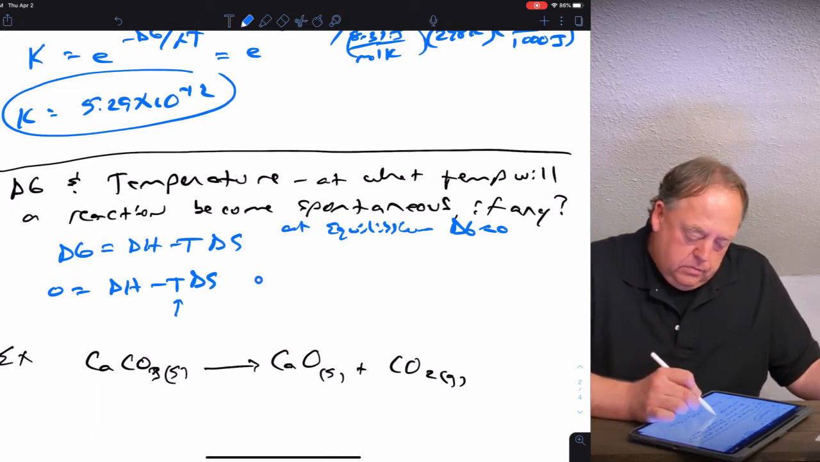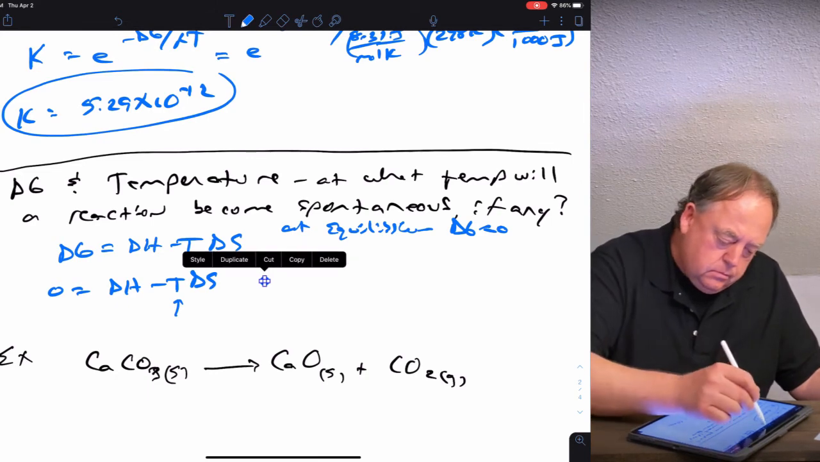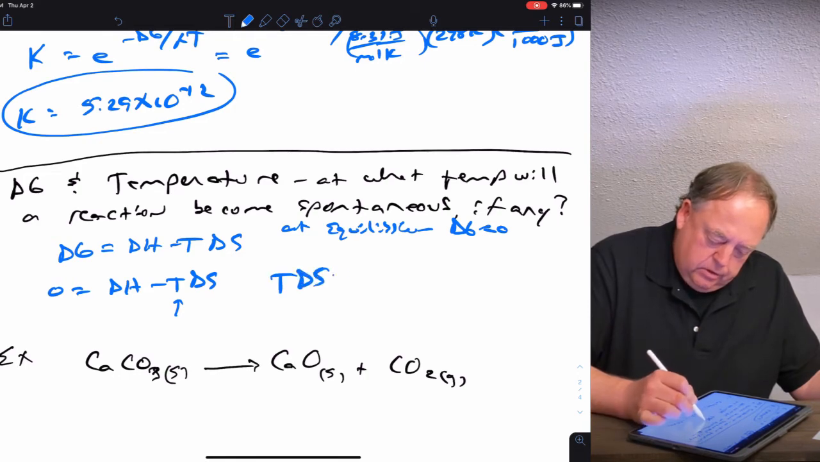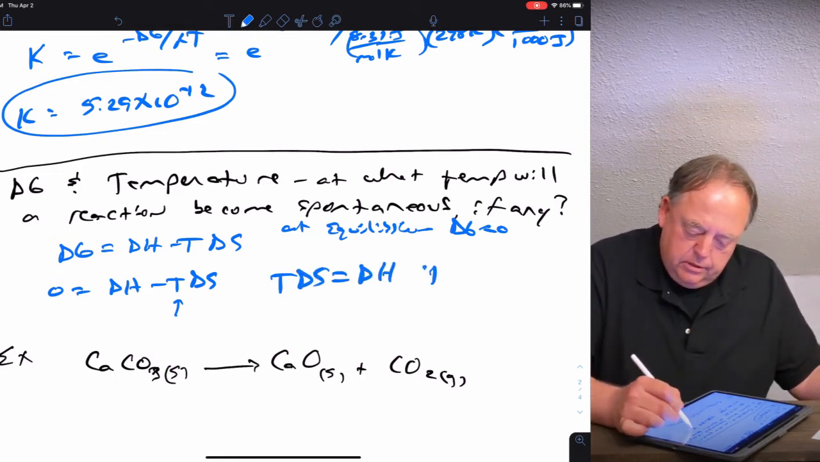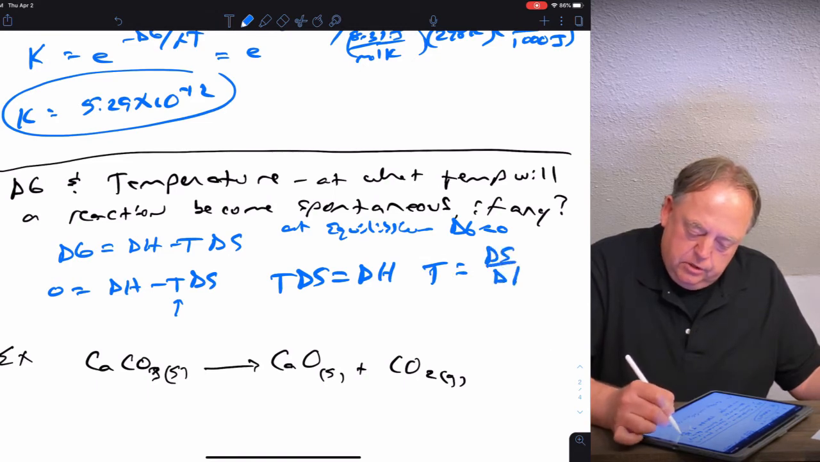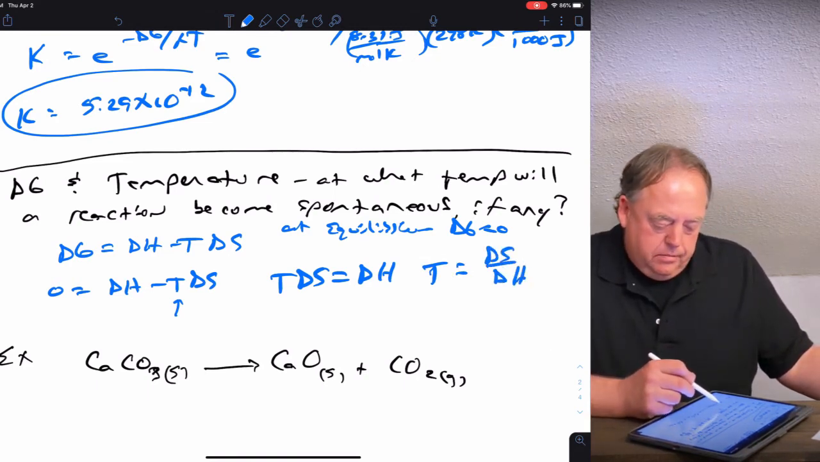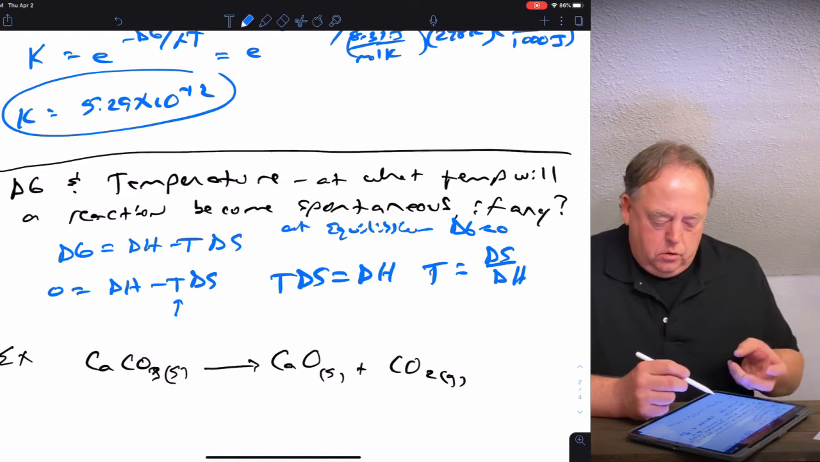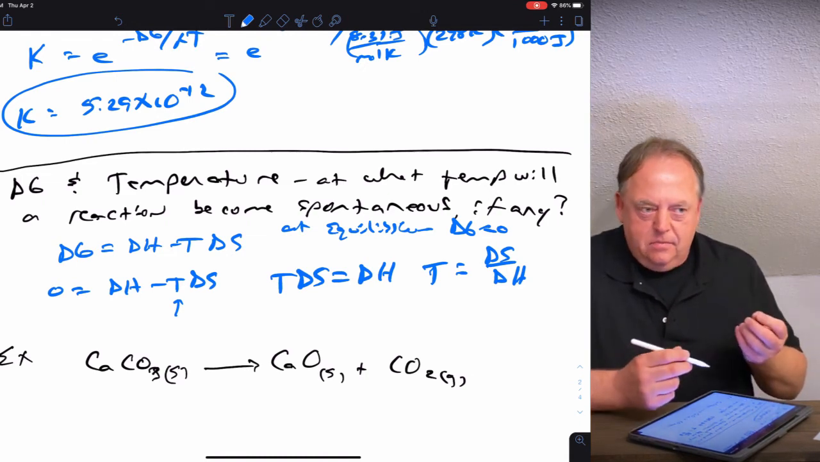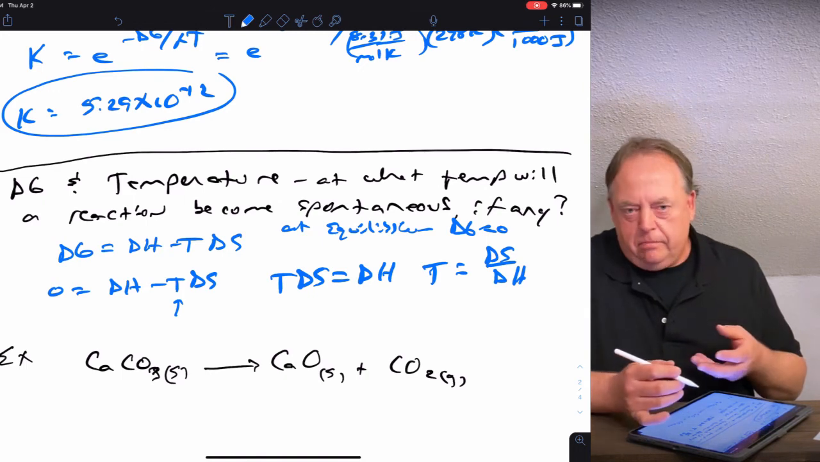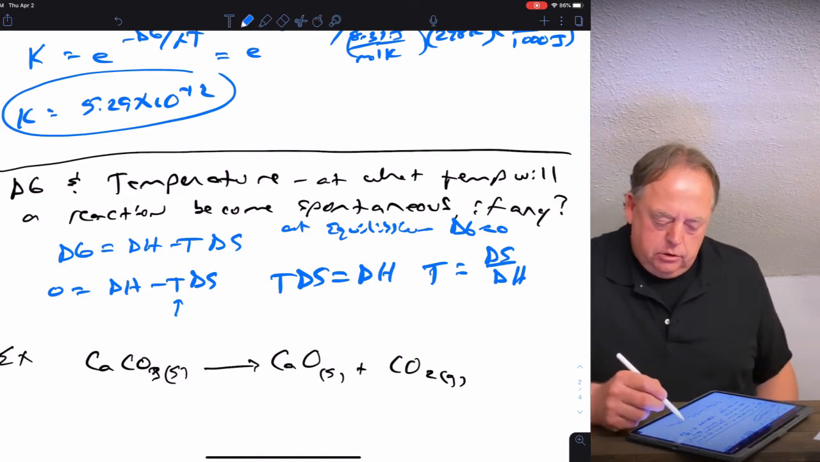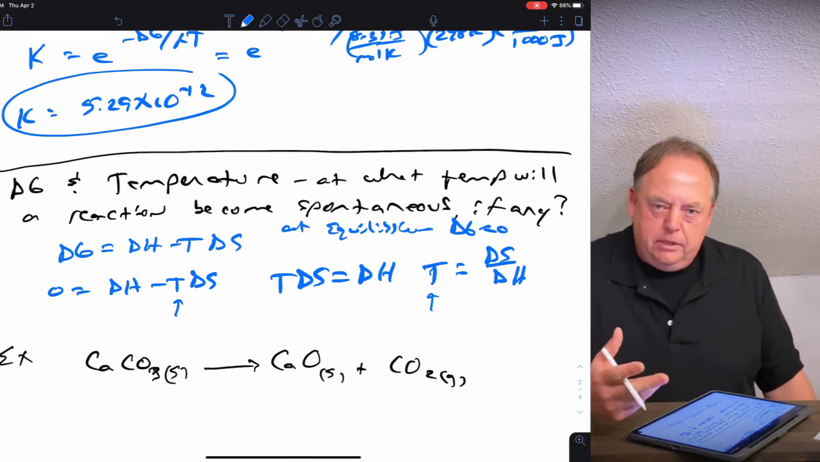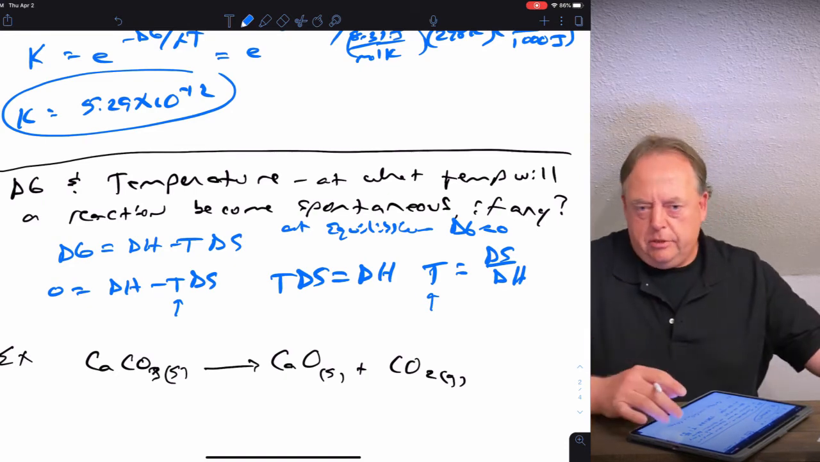So if this term equals 0 at a certain temperature, let's solve for temperature. T delta S equals delta H. So T is equal to delta H over delta S. So at a certain temperature, delta H minus T delta S is 0. If you go 1 degree above that temperature, then delta G would now become negative, and that reaction would be spontaneous. So we're going to figure out what the temperature is, and then any temperature above that temperature, delta G would be negative, and the reaction process would be spontaneous.